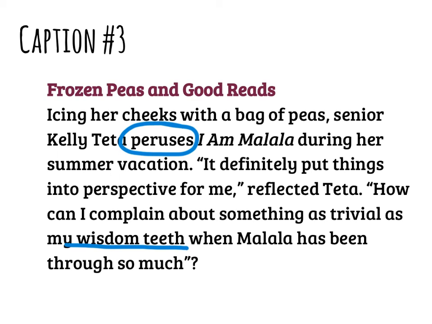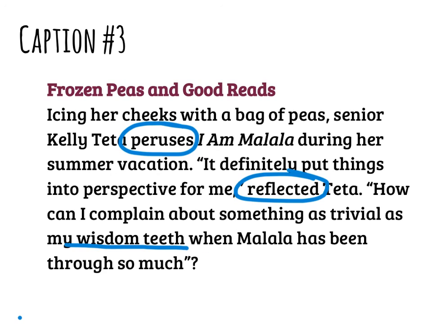Looking at the quote, you'll see that we have this word "reflected." It says "reflected Tata." And again, remember this is news writing, so we want to be concise, we want to be to the point, and that's why we always use the word "said." So it should be "said Tata." And actually, that is the wrong order, as I discussed earlier in the video. It should be "Tata said," period. So we'd want to change both of those things.